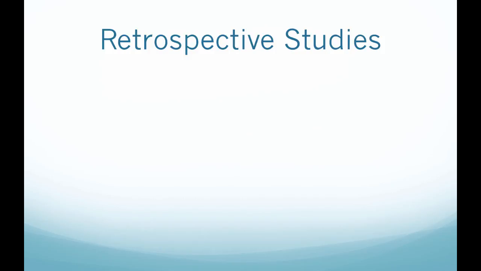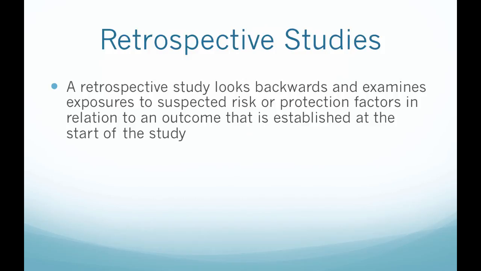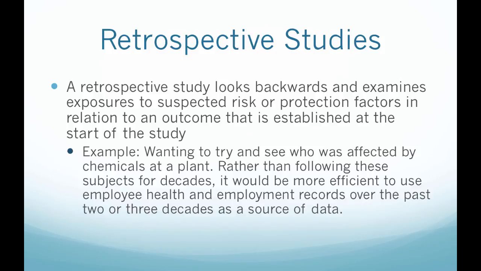The next type of study we will discuss is a retrospective study. A retrospective study looks backwards and examines exposures to suspected risk or protection factors in relation to an outcome that is established at the start of the study. An example of this would be wanting to try and see who was affected by chemicals at a certain plant. Rather than following these subjects for decades, it would be more efficient to use employee health and employment records over the past 2 or 3 decades as a source of the data.